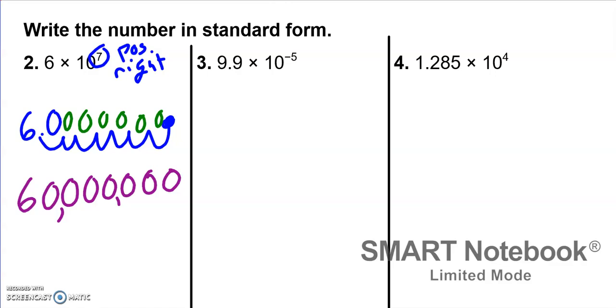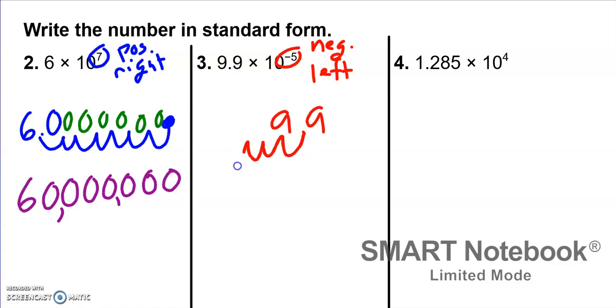All right, let's talk about the next problem. We have 9.9 times 10 to the negative fifth. Well, I notice that my exponent is negative. So that means I'm going to be going to the left. So I start out with 9.9, and I need to move that decimal 5 spots to the left. So I start here, I go 1, 2, 3, 4, 5. And I write the decimal. A lot of students are going to forget to write the decimal. It's very, very important. Now we fill in each swoop with zeros.